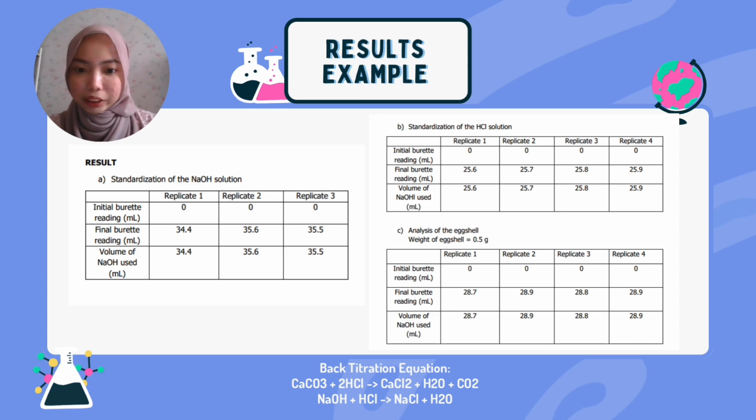For the back titration equations, the first one is calcium carbonate with 2 moles of hydrochloric acid, which produces calcium chloride with water and carbon dioxide. The second equation is sodium hydroxide with hydrochloric acid, which produces sodium chloride and water.